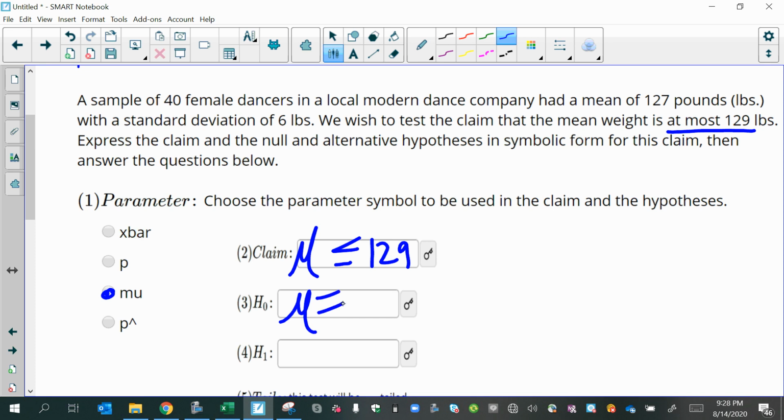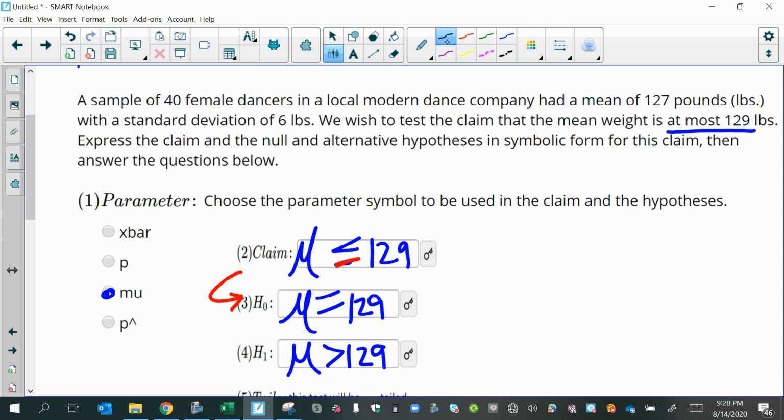Now the null hypothesis is always using the equal sign, and if there is equality in the claim, it falls under the null hypothesis, and that means that your alternative has to be the complement of the claim. So here the mean greater than 129 is the alternative hypothesis.